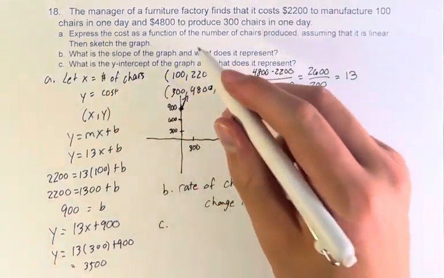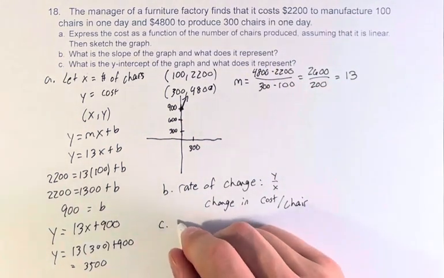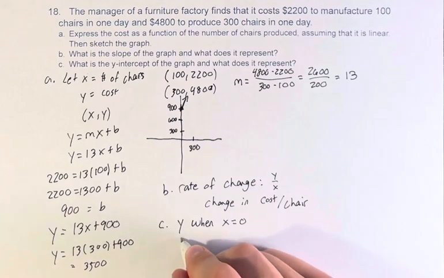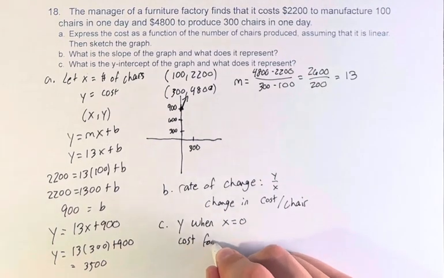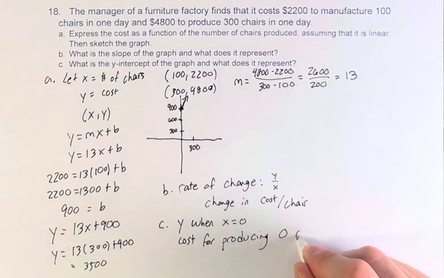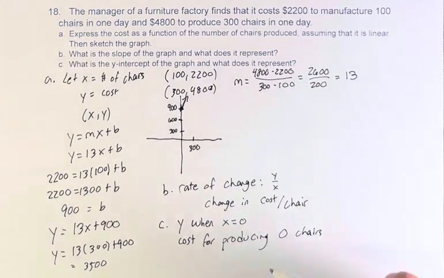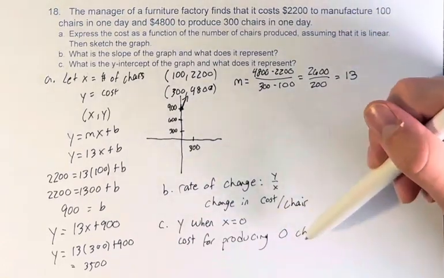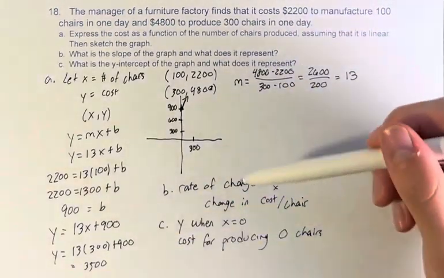C, what is the y-intercept of the graph and what does it represent? It represents y when x is equal to 0. So it's the cost for producing 0 chairs. You can maybe think of this as the cost of just running the factory in a day. Even if you produce 0 chairs, you're still going to have to pay $900.